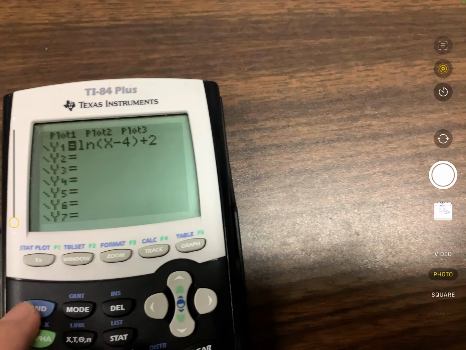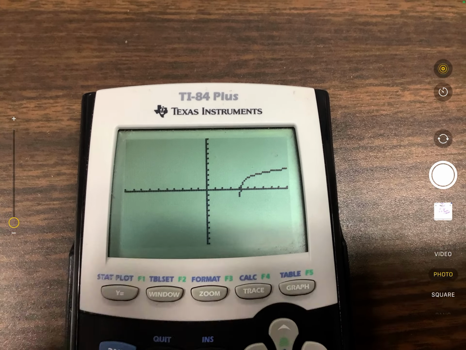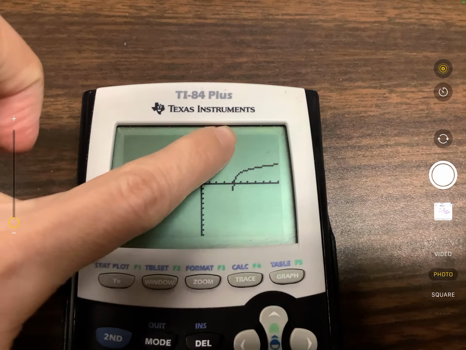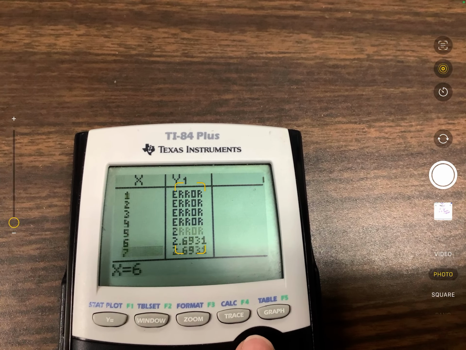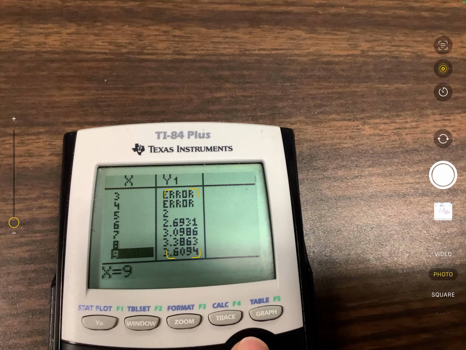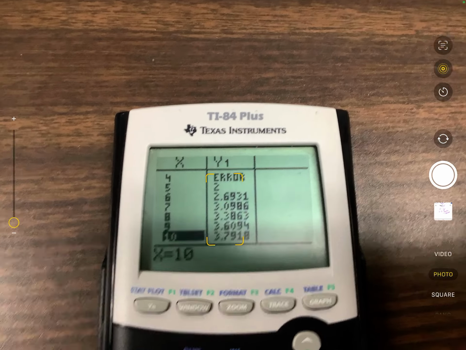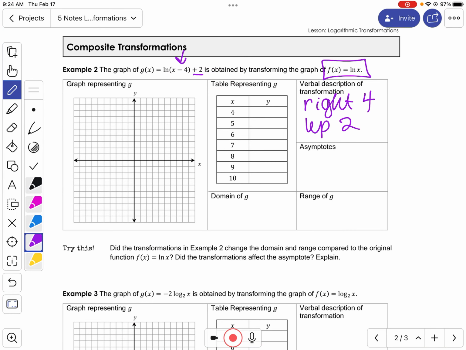So you can graph it first if you want, just to kind of see what it's going to look like. Notice there's going to be a vertical asymptote. Notice this line here, so vertical asymptote would be here. So I'm going to go to my table. Second graph. We are starting with 4. So notice the error, that just means undefined. So we're going to fill those in on our notes. So when x is 4, it's undefined, which means it's not on the graph.